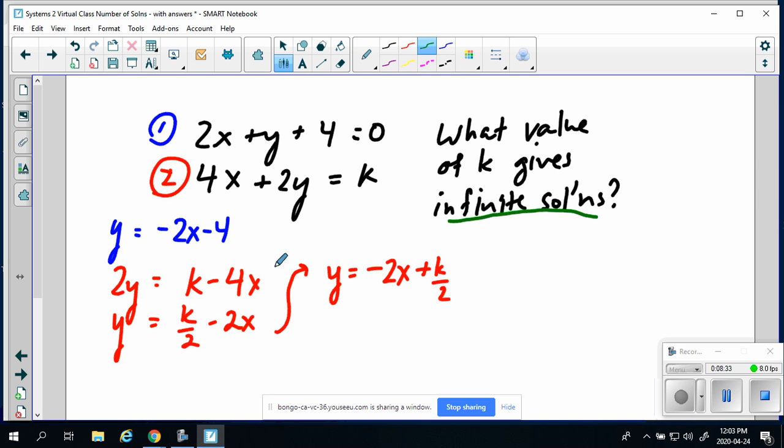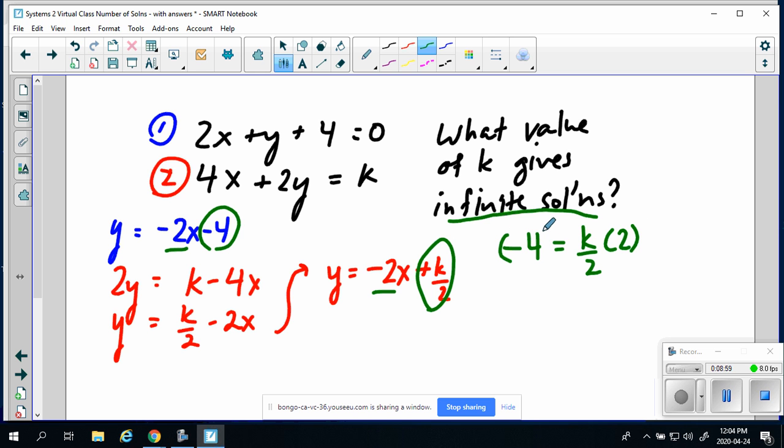So if we compare equation 1 and 2 in the format that we like, we realize that the slope is the same. That's good, because that means that we're one step closer to becoming identical. But in this case, it's not enough for the slope to be the same. If they are the same line, then the y-intercepts must also be the same. They don't look the same, but we might be able to choose a value of k to make them equal. So we would set negative 4 is equal to k over 2. And then we could multiply both sides by 2 to realize that k is negative 8.